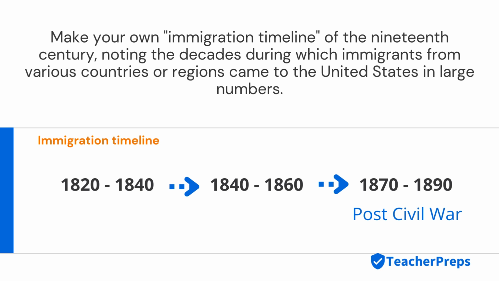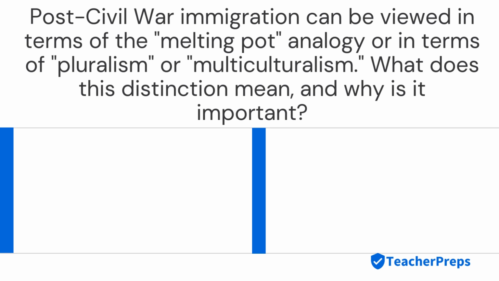All right, so that would be an example of an immigration timeline demonstrating your understanding through the decades of which many immigrants came to the United States in order to show your competency of United States history. All right, let's keep going with the next question. Post Civil War immigration can be viewed in terms of the quote unquote melting pot analogy or in terms of pluralism or multiculturalism. What does this mean?